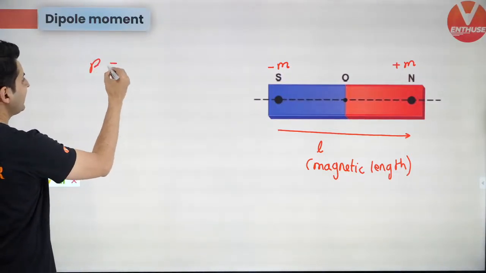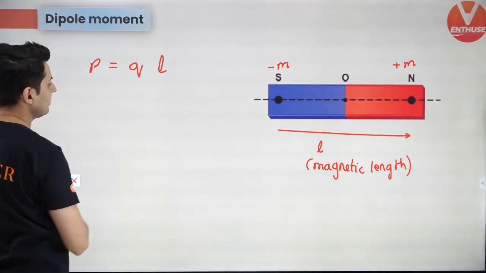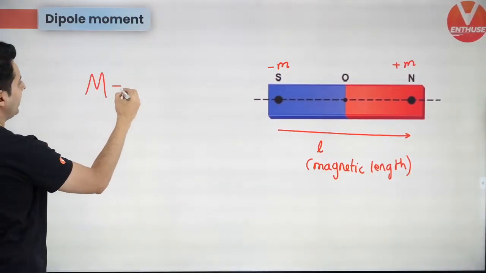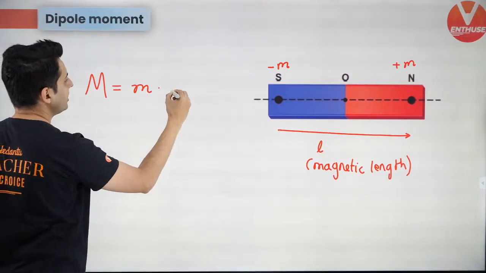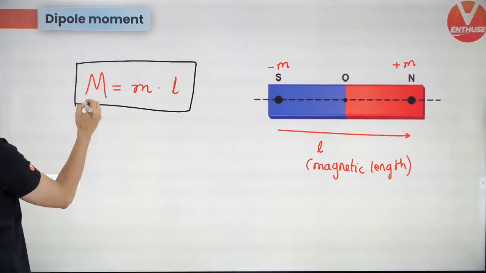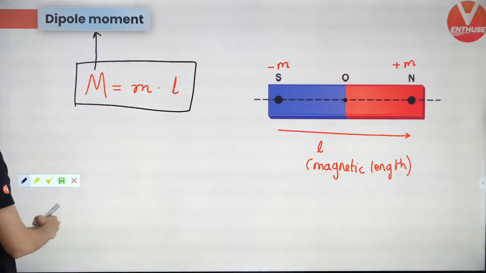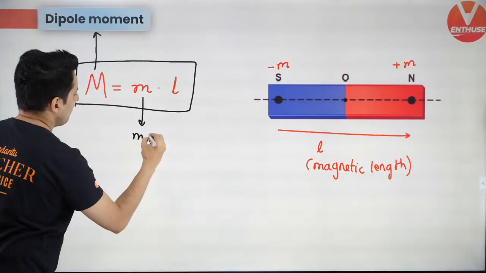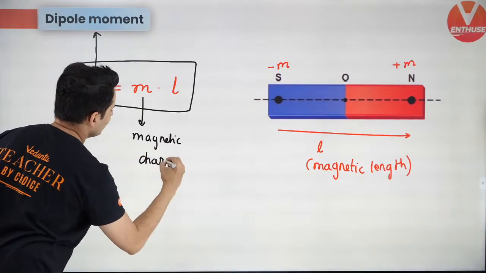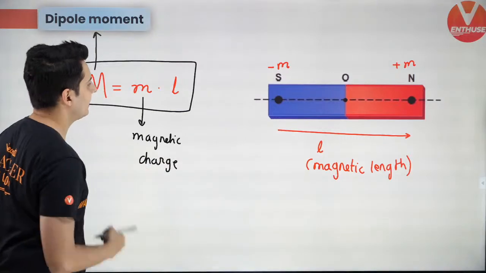Remember, electric dipole moment was charge into length. That's how the formula was. So magnetic dipole moment will be magnetic charge into magnetic length. As simple as that. So this is nothing but magnetic dipole moment. This is nothing but magnetic charge, equivalent of charge in magnetism, and this is magnetic length.